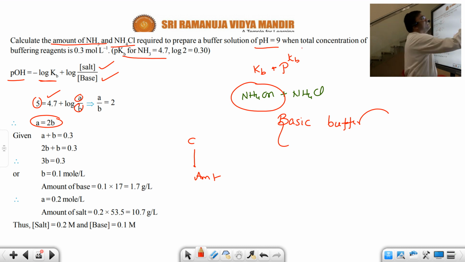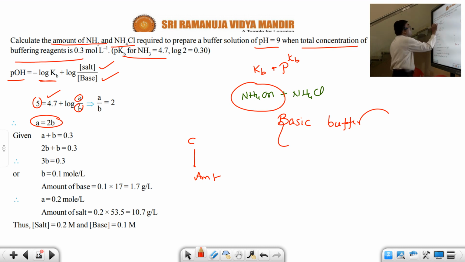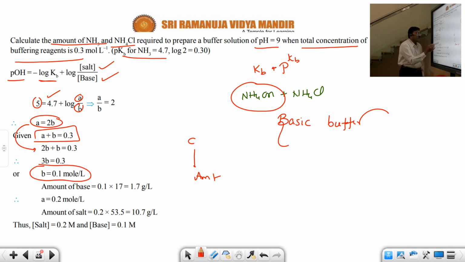Well, now here there is a relation given. What is the relation? The total concentration of the buffering reagents is 0.3. So A plus B is equal to 0.3. So naturally substitute this value. Substitute this A value to B, and you will be getting B is equal to 0.1 moles per liter. You know very well.